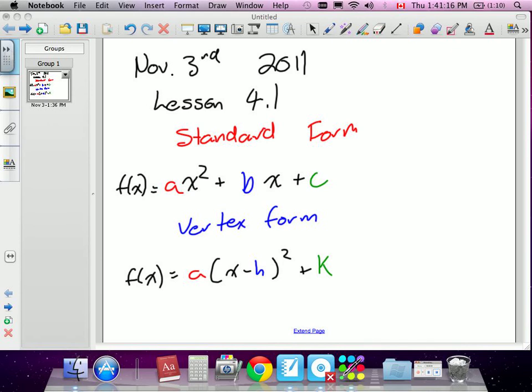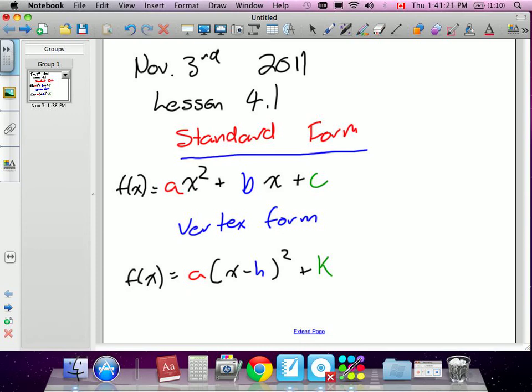We're going to start relating standard form of a quadratic expression, which is written as f(x) = ax² + bx + c, and we're going to relate it to our vertex form, which we were using for our assignment, which is f(x) = a(x - h)² + k.